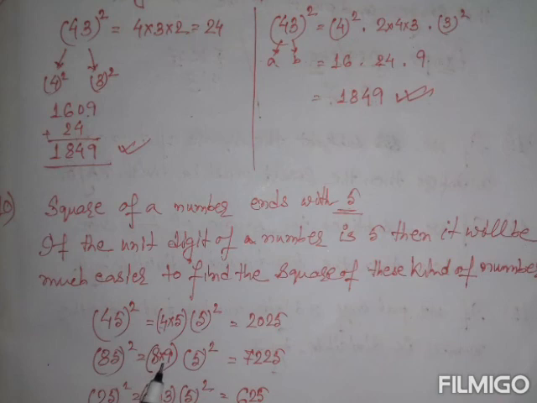After that we get 9. 5, 6, 7, 8, 9. So we take 8 then 9. 8 nines are 72, and 5 square means 25. 7225 is the square of 85. 25 square means 5 whole square and 2. After that we get 3. 2 threes are 6, and 5 square means 25. Okay.